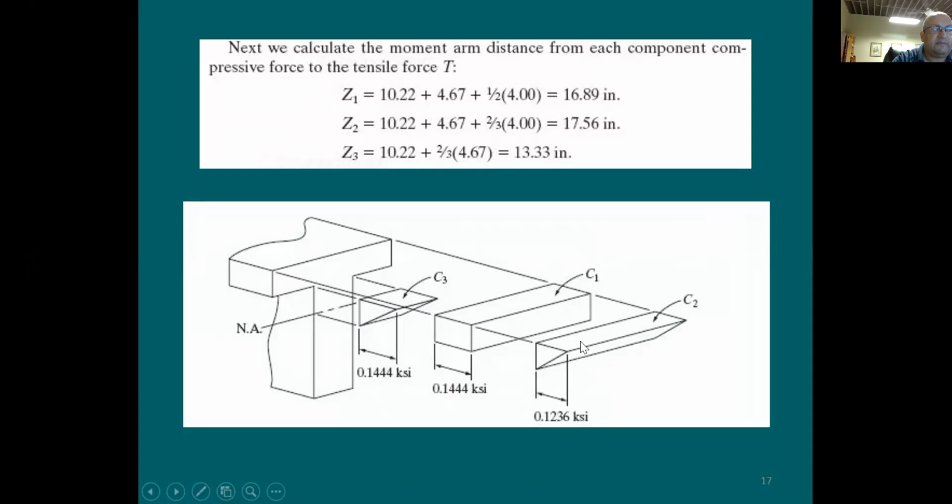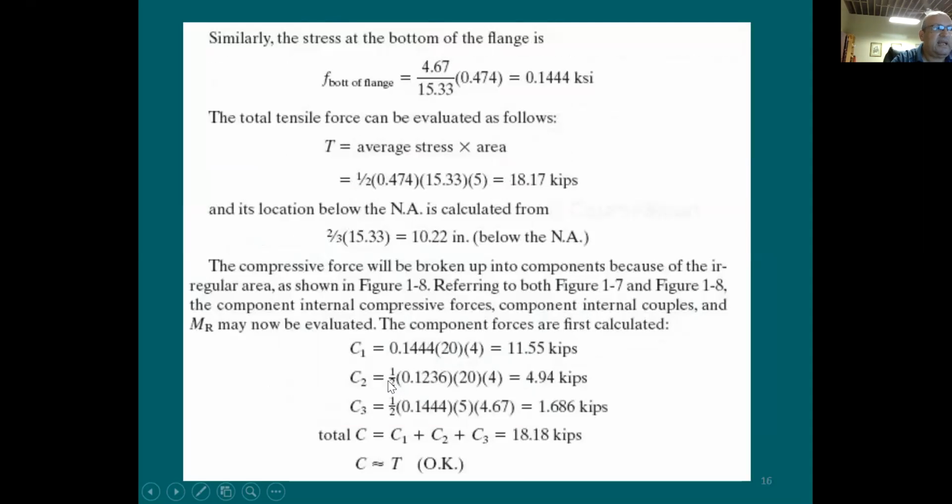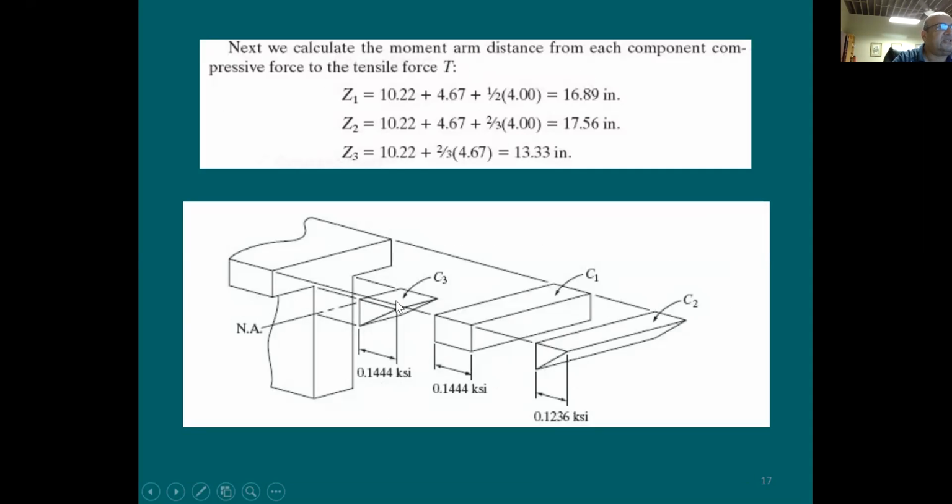You say, yeah, this is simple. Let me just look at this picture and try to think about what stress value they have here, or what force value. It's going to be 0.1236 times 4 inches for the flange thickness, divided by 2, gets you this area here, times 20 inches. So this is going to be C2. Let me check. 1/2 the stress times 20 times 4. So good. How about the stress here, C3?